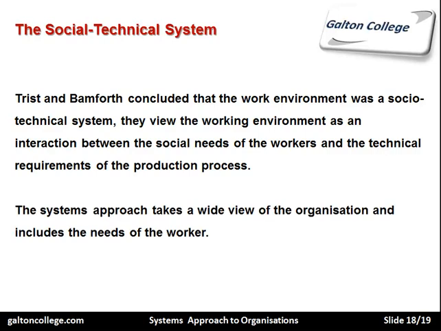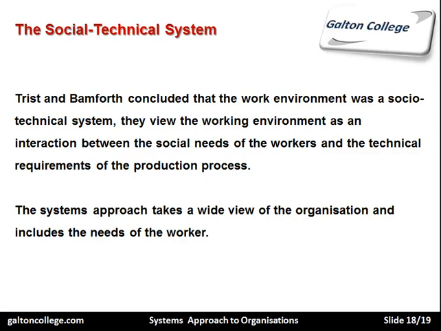The systems approach takes a wide view of the organization and includes the needs of the worker. So the systems approach takes workers into account. It also takes technology and modern thinking into account and looks at systems and how systems can perpetuate themselves and continue, and what adjustments are needed within systems to enable them to continue. But as I said, that's the subject matter of other videos elsewhere in the course, and you should take time to seek these out and look at those other videos as well.